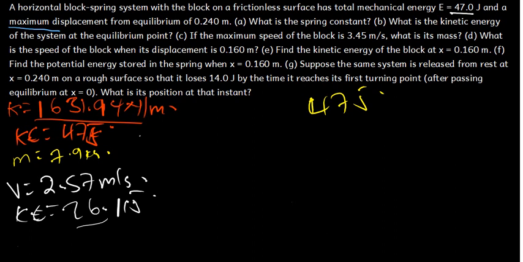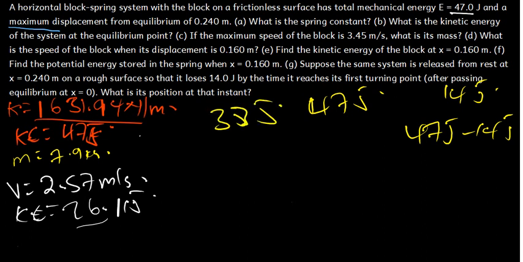But we have been told that the system is released from rest at x is equal to 0.4 on a rough surface, so that it loses 14 joules. So we are supposed to know the energy which remained, because 14 joules was lost. So we say 47 joules minus 14 joules. What is 47 minus 14? It is 33. So this 33 joules is now our new mechanical energy, because 14 joules was lost.